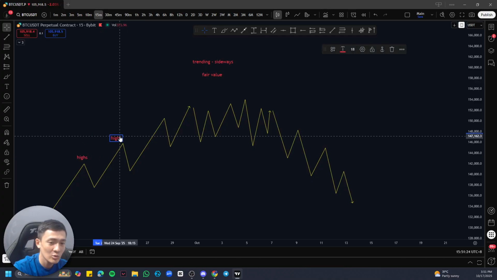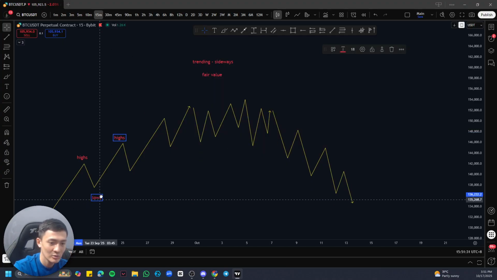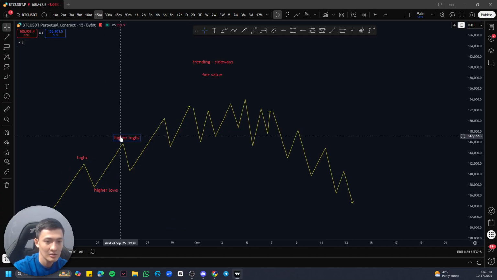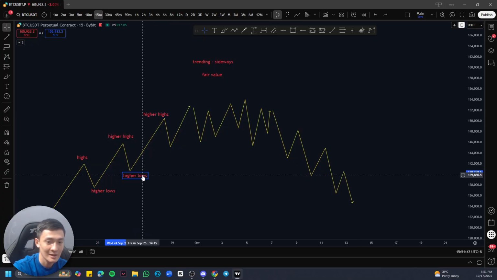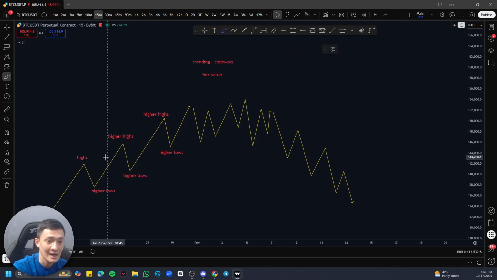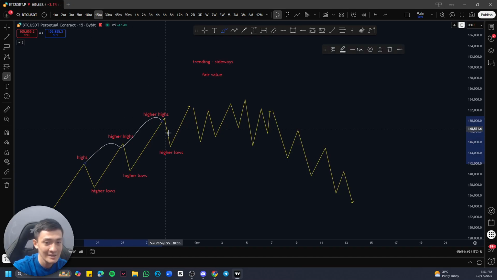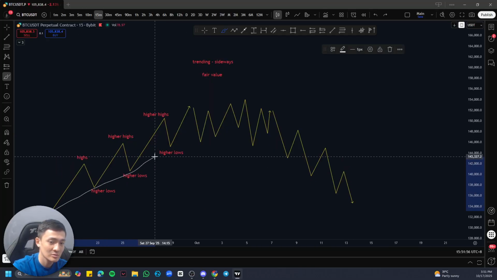In an uptrend, you always want to see higher highs and you always want to see higher lows, because that means the market keeps going higher and higher. Higher and higher and higher. The lows get higher, the highs get higher. In an uptrend, you want to see that the lows are able to hold.